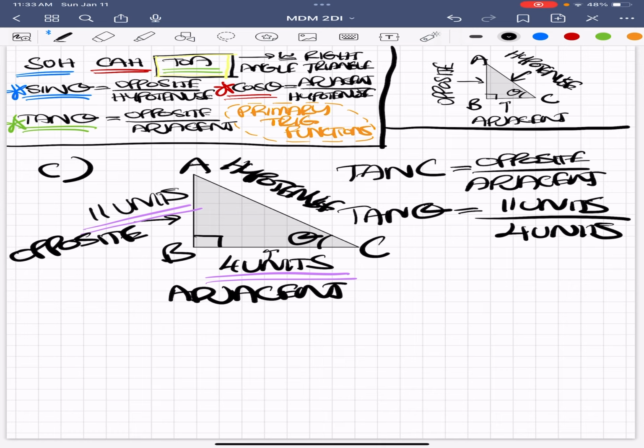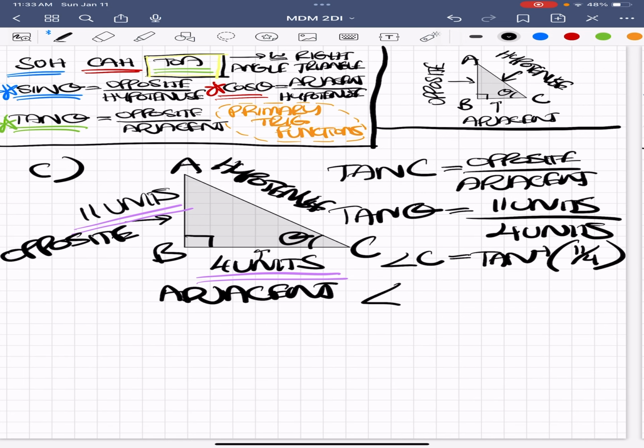And then we have angle C. We're going to take the inverse tan function with 11 over 4. So we have angle C or theta. And then with the inverse tan function being multiplied by 11 over 4, our answer is 70.02. And then our angle would be 70 degrees. And then we're going to do our therefore statement.